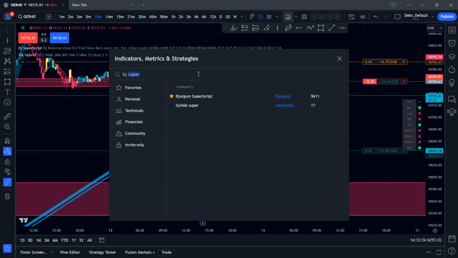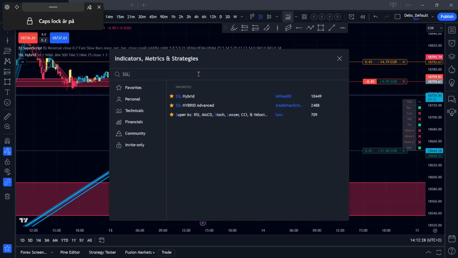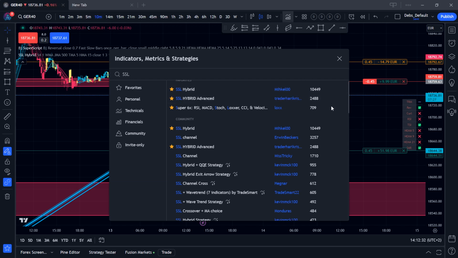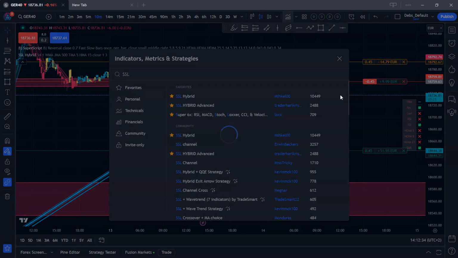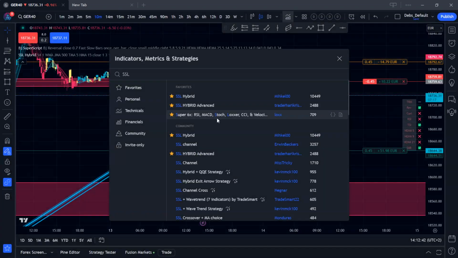And the next one is the SSL hybrid. It's going to be our main sort of trend filtering indicator. I'm going to show you all the settings later, so don't worry about it. So this is the one you're going to use. It's by this guy, and you can go ahead and read all of this for yourself.